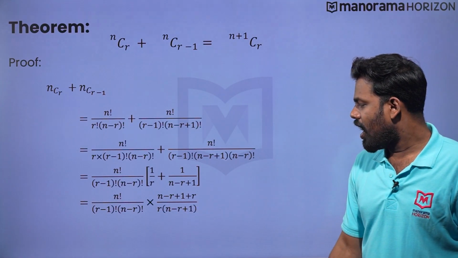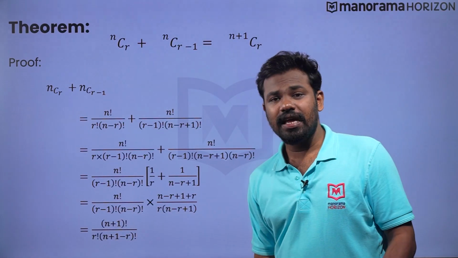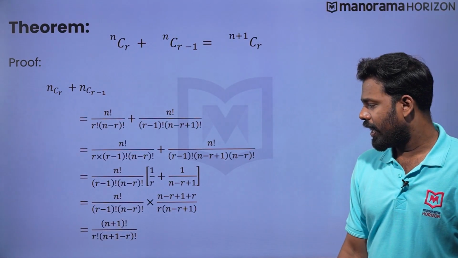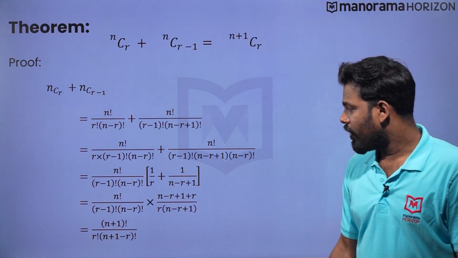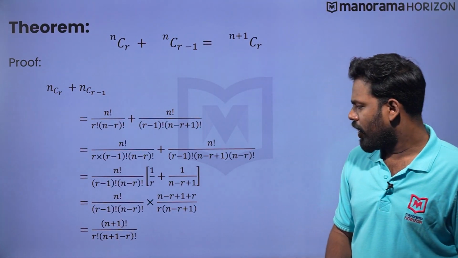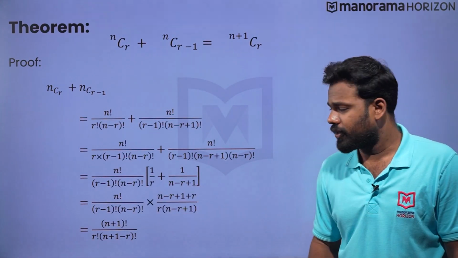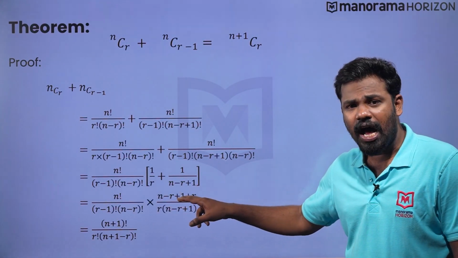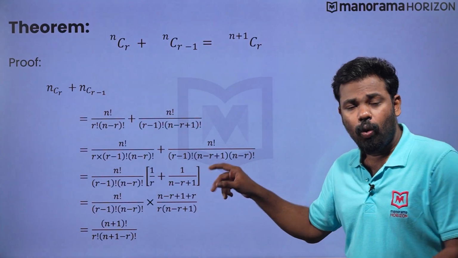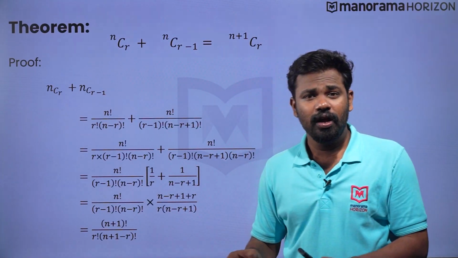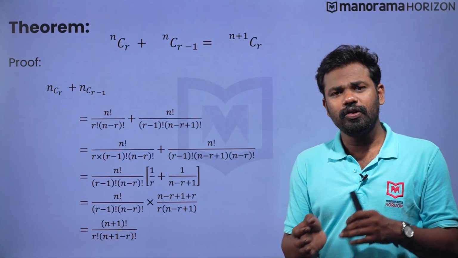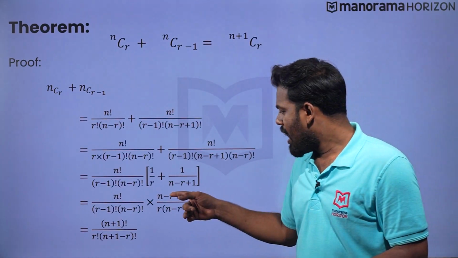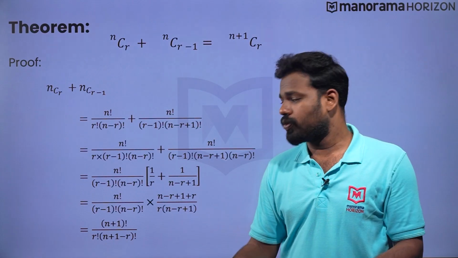I can cancel all the r's, and finally I can write it as n plus 1 the whole factorial by r factorial into n plus 1 minus r the whole factorial. How did I get this n plus 1 the whole factorial? I have only n factorial in the numerator. Now look here, when you cancel this r and minus r, you have n plus 1. What is n plus 1 into n factorial? It is nothing but n plus 1 the whole factorial. That is 6 into 5 factorial also same as 6 factorial. In that same way, n plus 1 into n factorial is n plus 1 the whole factorial.